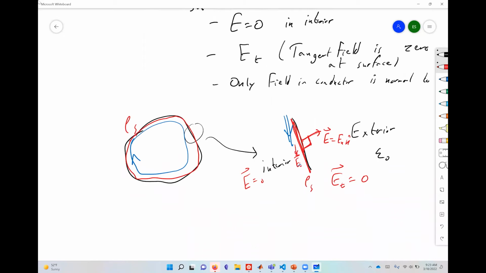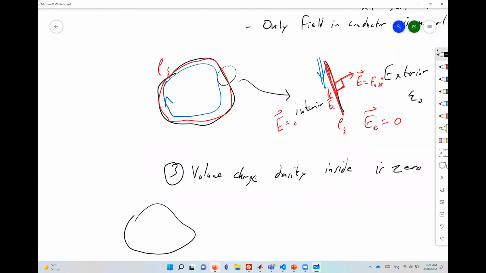Okay, so this is property 3. Property 3: volume charge density inside is zero, of course. If the field is zero, from Gauss's law, so this is a conductor. I have a Gaussian surface. From Gauss's law, the flux of the field, E dot dS, equals Q enclosed. But if E is zero, then Q enclosed is going to be zero.